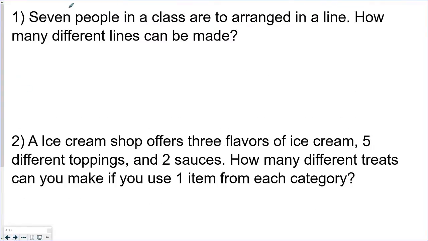So for example, 7 people in a class that are to be arranged in a line, how many different lines can be made? So how many different ways can I arrange 7 people in a line? Well, it might be helpful to actually draw blanks to represent your cases. So we have first case, second case, third case, fourth case, fifth case, sixth case, seventh case.